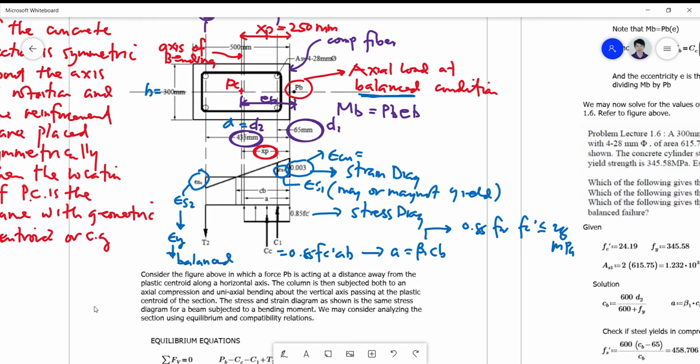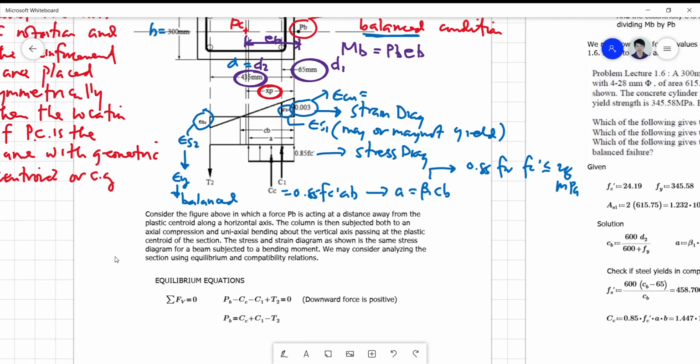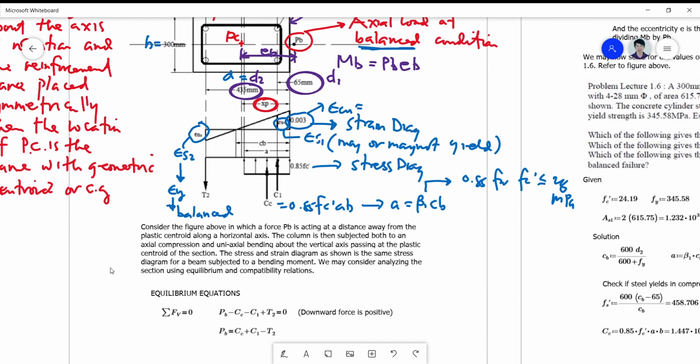equilibrium and compatibility relations. So to derive the formula that we are going to use with our eccentrically loaded columns, we can use first the equilibrium equation, in which we sum up all the forces vertically equals 0. So what are the forces? We have only three forces involved here: CC, C1, and T2.